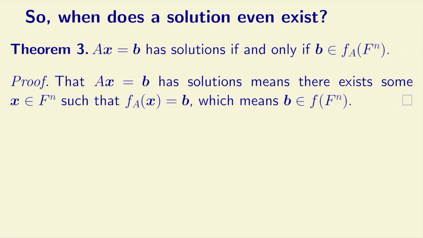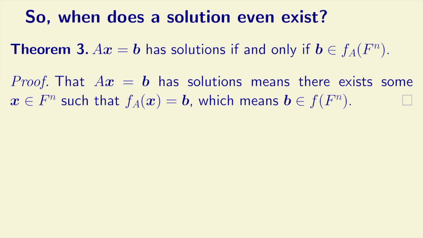This brings us back to our first key question. Theorem 3 gives us the answer. The equation Ax = b has solutions if and only if b is in the image of the linear map defined by A. The notes denote this as b belongs to F_A(F^n). If and only if. That means it's a two-way street. A solution exists if b is in the image, and if b is in the image, a solution exists.